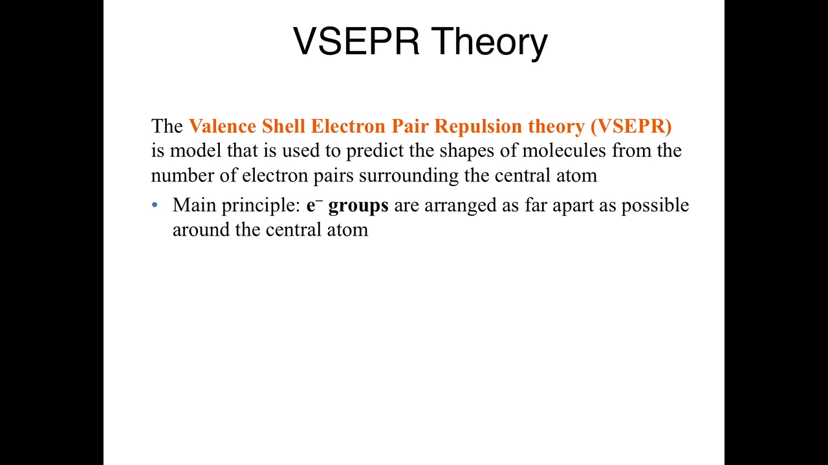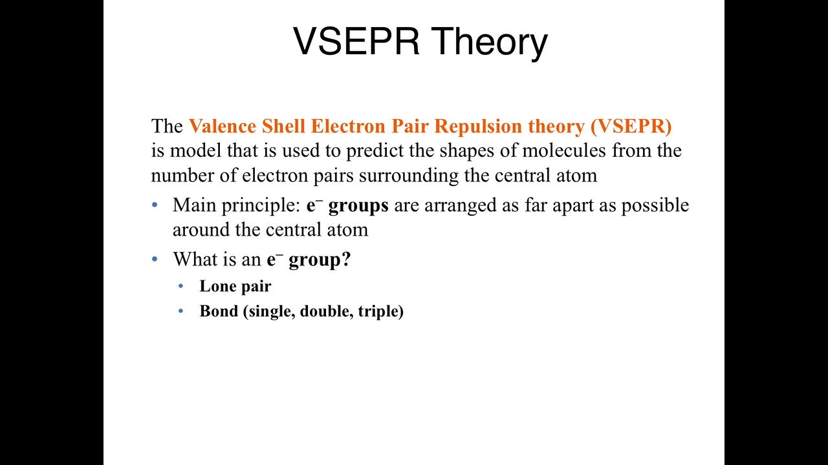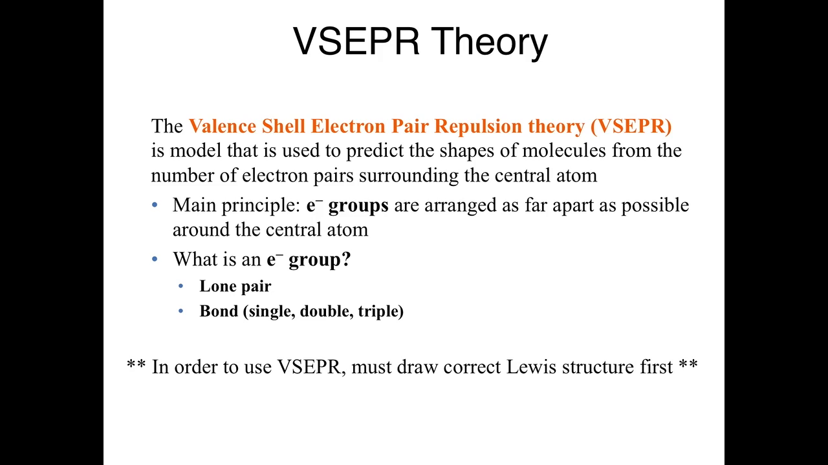Another key component to understanding this idea is knowing what an electron group is. So what is considered an electron group? A lone pair is considered an electron group, and any bond is considered an electron group. Whether that bond is a single bond, a double bond, or a triple bond, that is one electron group. So as you can see, in order to use VSEPR, you must draw the Lewis structure correctly. When you draw the correct Lewis structure, you can see how many bonds are being connected to the center atom, and you can also see if the center atom has any lone pairs in it. I want to emphasize that this theory only cares about the electron groups that are surrounding the center atom.